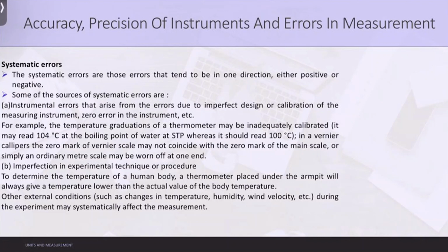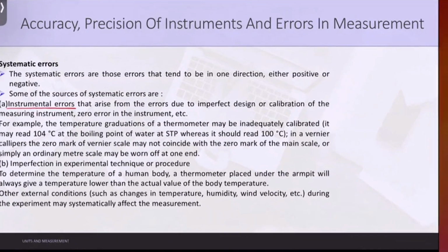So the systematic errors are those errors that tend to be in one direction. They can be either positive or negative. Some of the sources of systematic errors: the first source is instrumental errors. Instrumental errors arise from imperfect design or imperfect calibration of the measuring instrument, and zero error in the instrument.